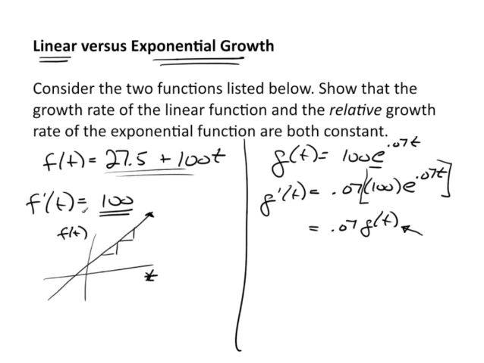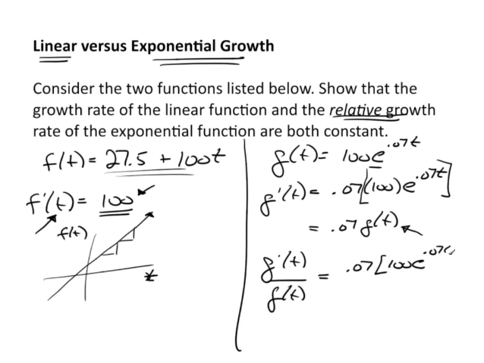Over here, pick any t, it doesn't really matter. The growth rate is in fact constant. But this asks about the relative growth rate. Well, the relative growth rate is going to be g prime of t divided by g of t, which in this case is going to be 0.07 times, if I use this form right here, 100 e to the 0.07t divided by g of t, which is 100 times e to the 0.07t. Obviously, these cancel out, and I end up with 0.07, which is constant.